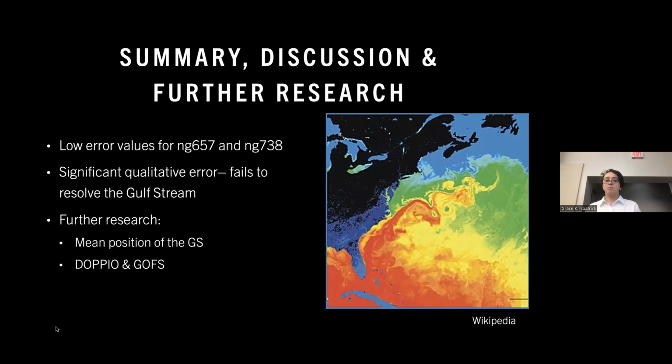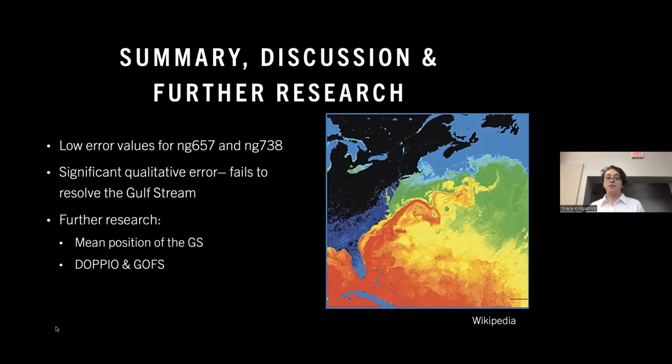However, the model failed to properly resolve the landward edge of the Gulf Stream in at least one instance, sometimes by up to 30 miles, which indicates that the model is not sufficiently trusting of the observational data that these gliders are providing it and isn't assimilating it correctly.